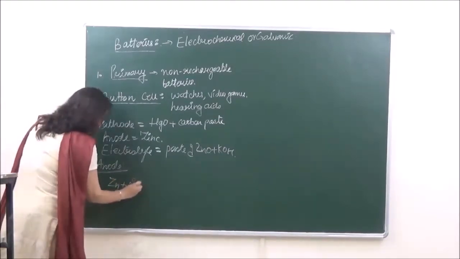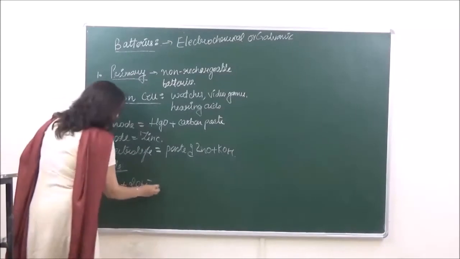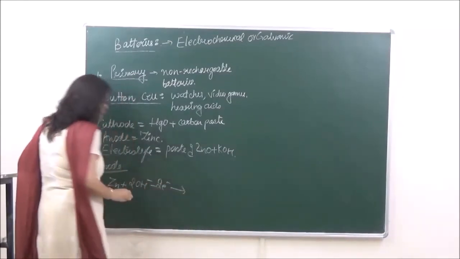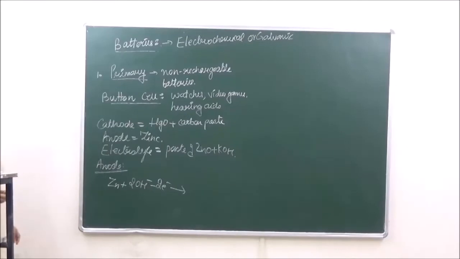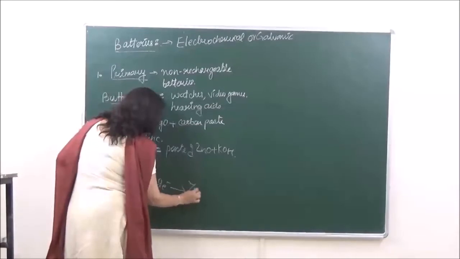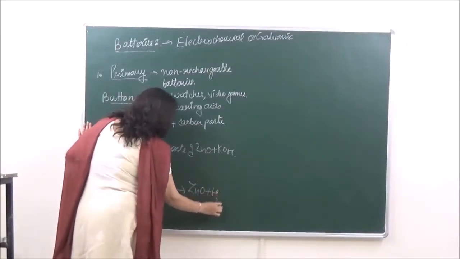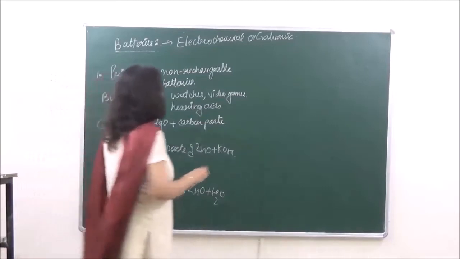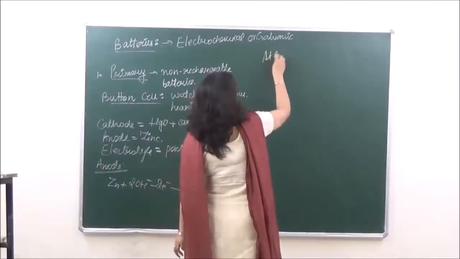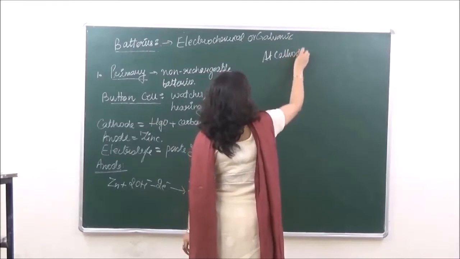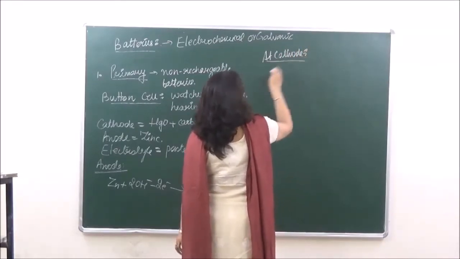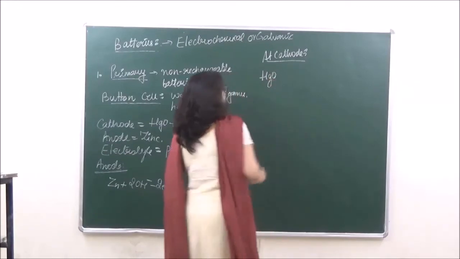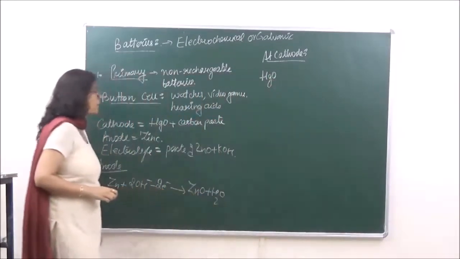Okay? And because oxidation is going to take place at the anode, zinc plus 2OH negative, minus 2 electrons, gives us zinc oxide plus water. Then the cathode is made up of mercuric oxide.